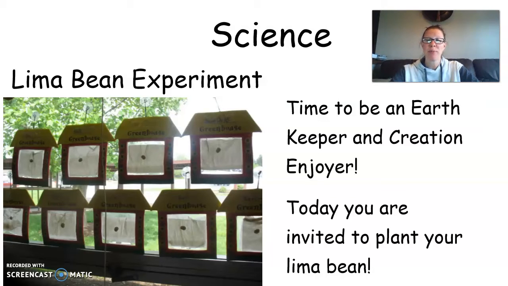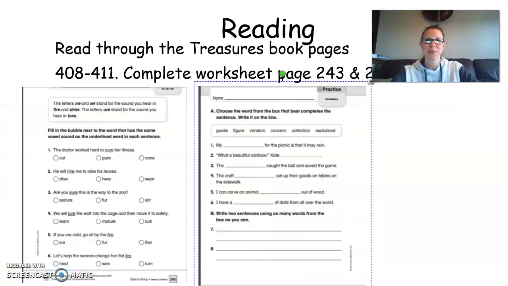So maybe that will be in a cup that you have at home. Maybe you'll plant it outside if you already have a garden going, or a planter. So try to talk with your parents and see where you can plant that lima bean of yours. And then don't forget to take care of it. The same with your tomato or pepper plant. Think of all the different things that plants need in order to grow.